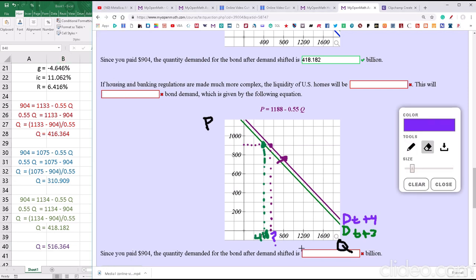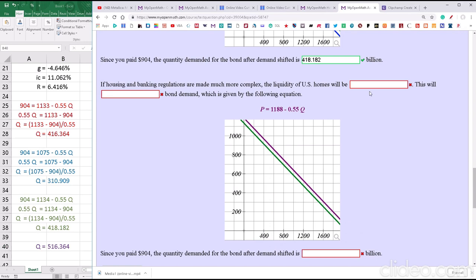So let's go ahead and erase the question mark and write 516 right here, right? 516. Okay, so that's how you label these diagrams. And I'll close this out. So this will be, we said the liquidity of U.S. homes should be lower or less, maybe reduced substantially.